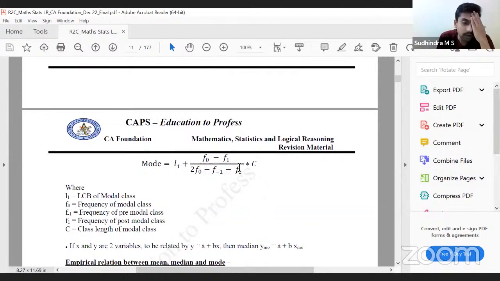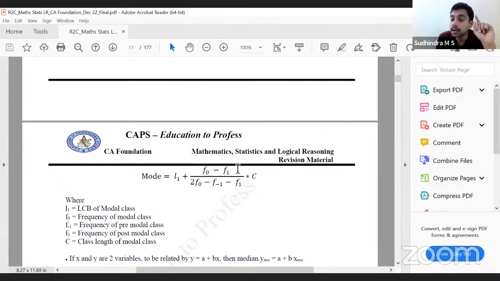In case of continuous frequency distribution, the first job is to identify the modal class, the class interval in which mode falls. How do we identify it? The class interval having the highest frequency is the modal class. Once you identify that, this is the formula: L1 plus (F0 minus F minus 1) divided by (2 into F0 minus F minus 1 minus F1) into C. Here F0 is the frequency of the modal class. L1 remains the same, the lower class boundary of the modal class. F minus 1 is the frequency of the pre-modal class. F1 is the frequency of the post-modal class.